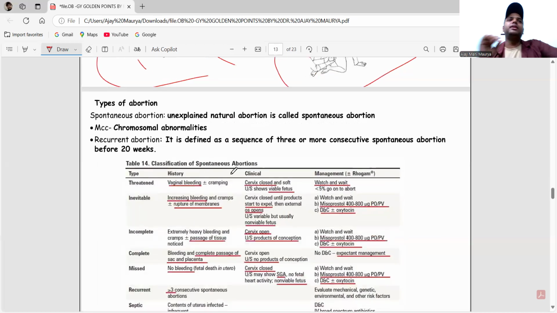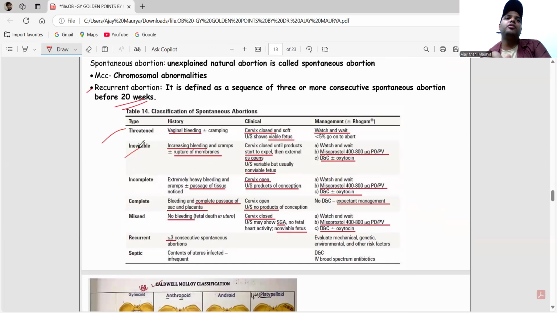Also, guys, there are types of abortion. Spontaneous abortion is an unexplained natural abortion, and the most common cause is chromosomal abnormalities. What is recurrent abortion? It is defined as a sequence of 3 or more consecutive spontaneous abortions before 20 weeks. Please remember this one, guys. Threatened abortion, inevitable abortion, incomplete, complete, missed. Please remember the table, the history, and whether the cervix is open or closed. There is a chance of one MCQ from abortion.